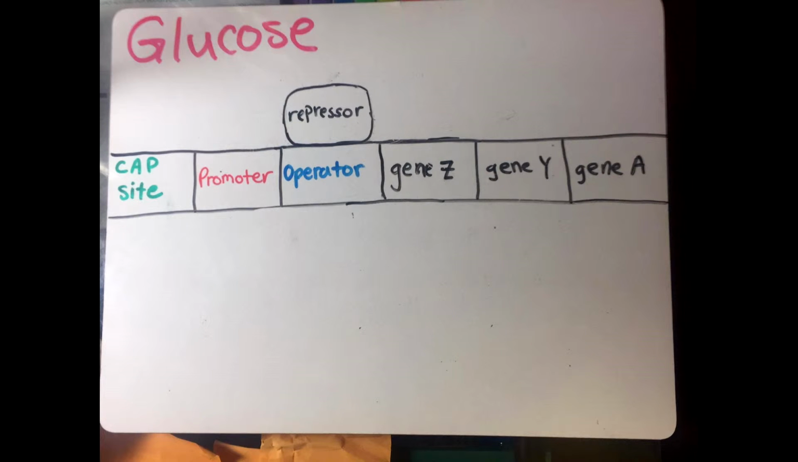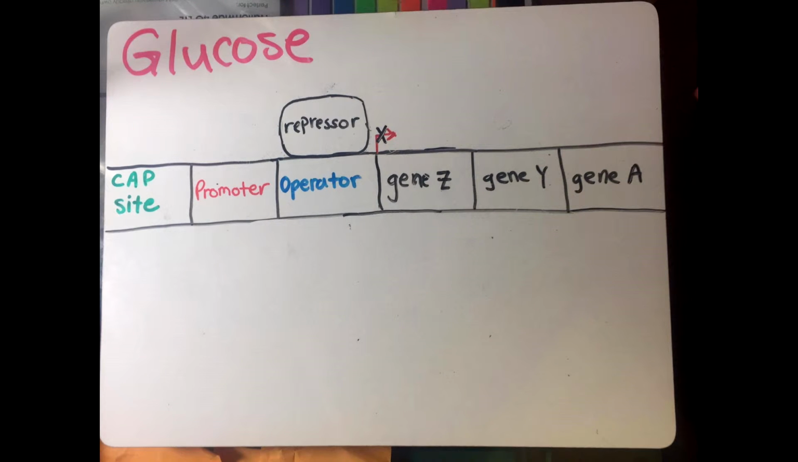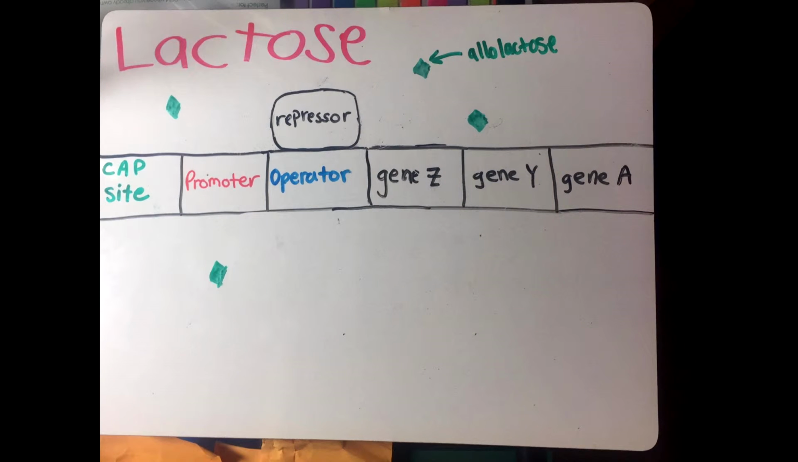This is simple because when glucose is in the environment, the Lac Operon does not get transcribed at all. When there's a high amount of glucose, there's a low amount of cAMP, which means that the CAP protein will not be activated. The repressor stays on the operator because there's no allolactose in the environment to remove it. So this is how the Lac Operon works under the glucose condition.